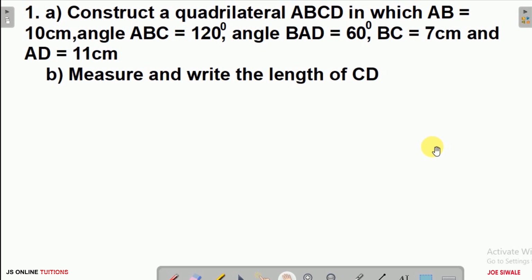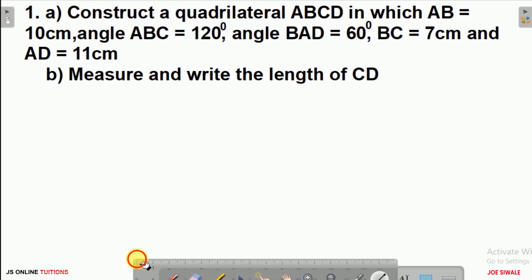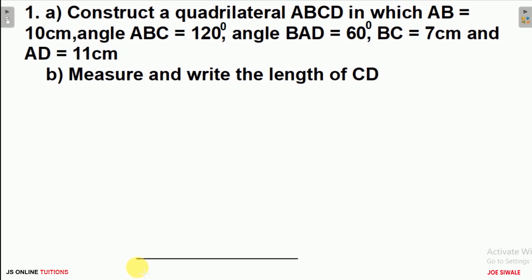So the first thing that we're going to do is measure the length of line AB, which is 10 centimeters. We're going to start from 0 up to 10. So we've got our 10 there. We know that's our A and that's our B. Then we know that the length of this line is 10 centimeters.